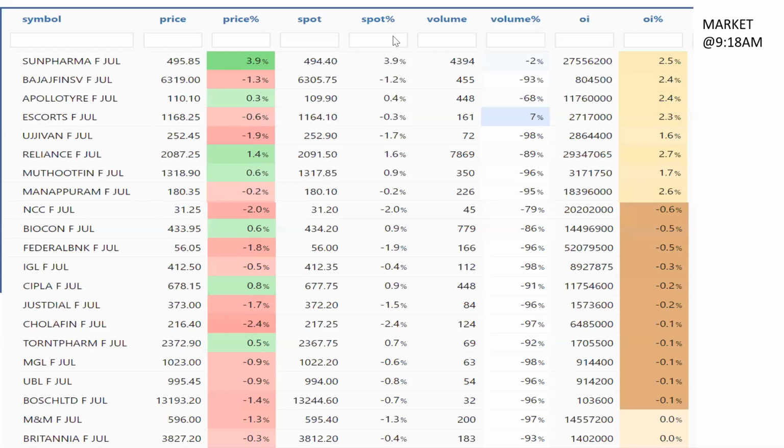Can anybody tell me how do we choose long unwinding and how do we choose short covering and bullish and bearish? Can anybody tell me long unwinding? How do we choose? What happens? How do we know this stock is into long unwinding? Can anybody tell me?